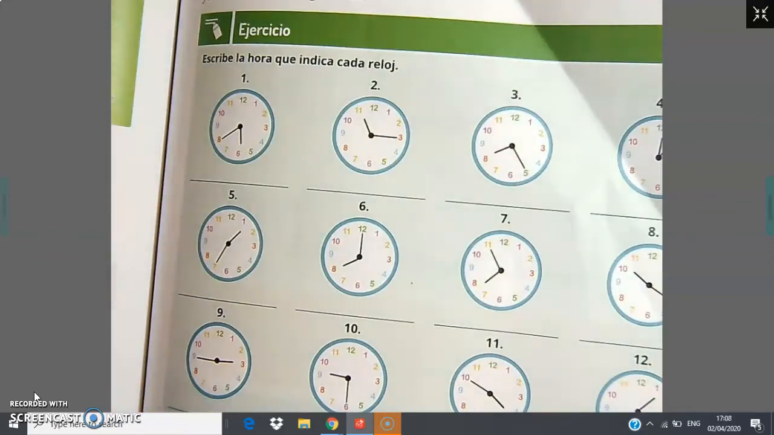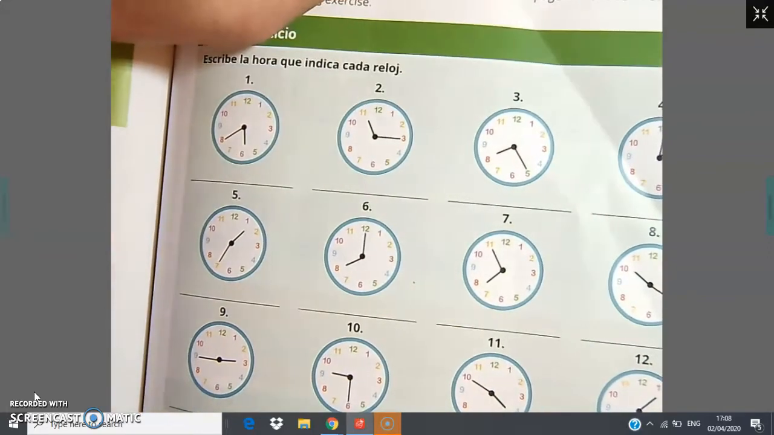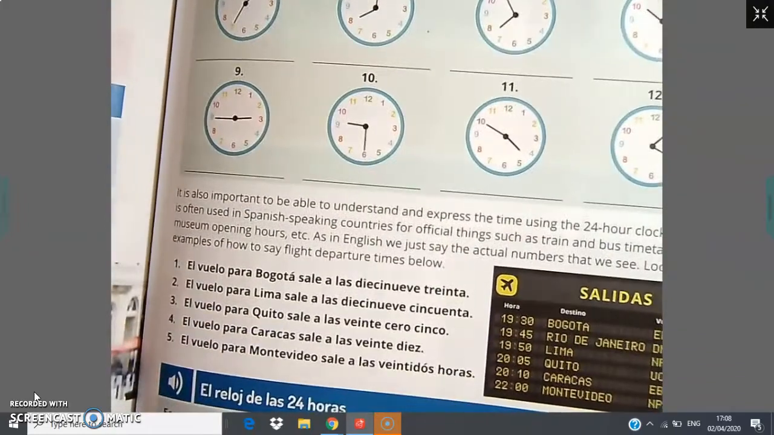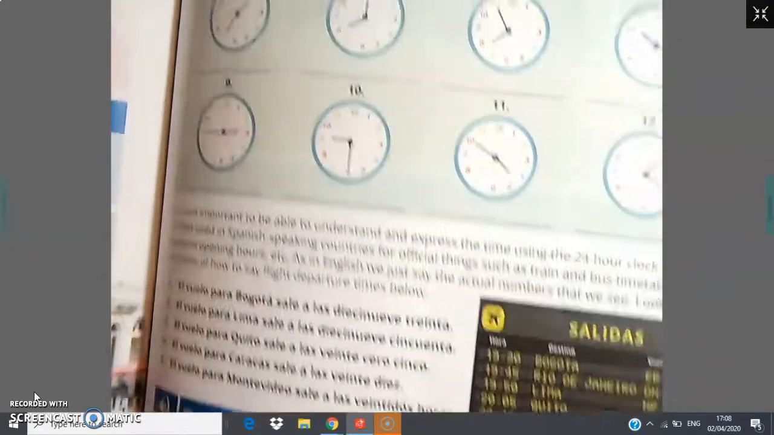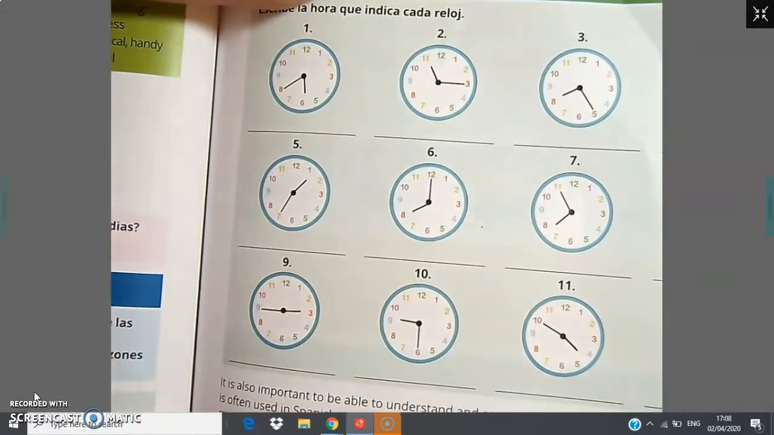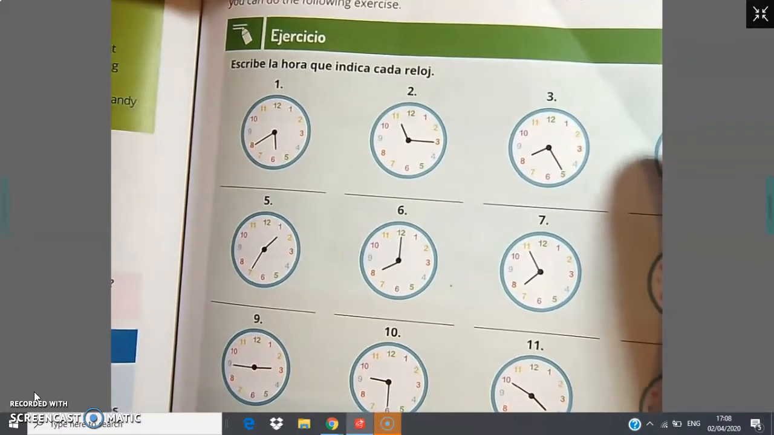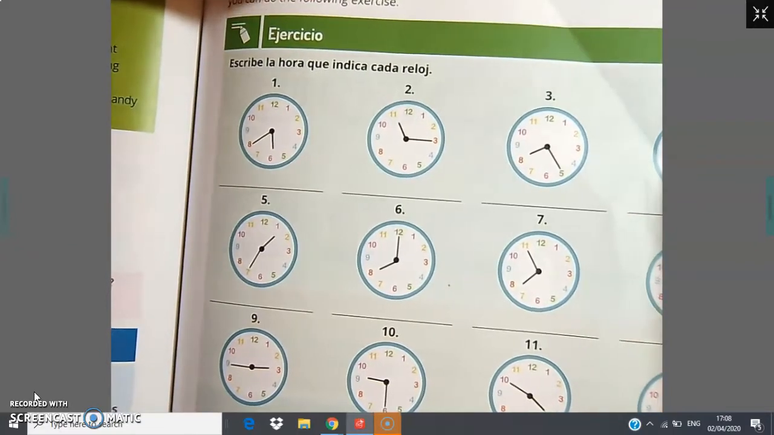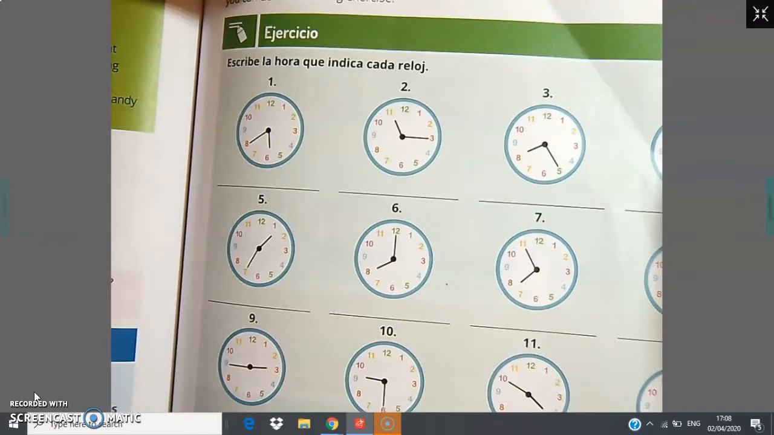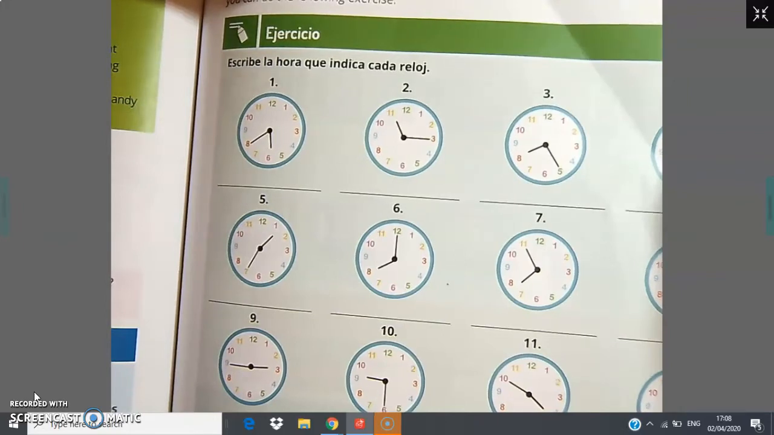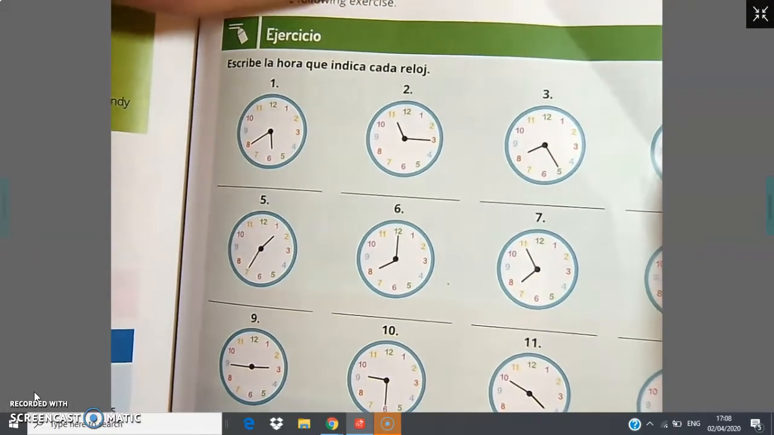Okay, so hola chicas. The first thing we're going to have a look at is on página 153, so page 153. We're going to be looking at the 24-hour clock in the next page or two. So we're going to have a little bit of revision of the normal 12-hour clock. Okay, so we're looking at número uno as an example.